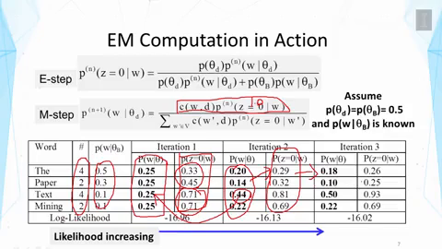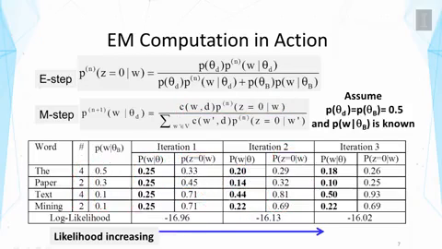So this is what would actually happen when we compute these probabilities using the EM algorithm. And as you can see in the last row, where we showed the log likelihood, the likelihood is increasing as we do the iteration. Note that this log likelihood is negative because the probability is between 0 and 1. When you take the logarithm, it becomes a negative value.